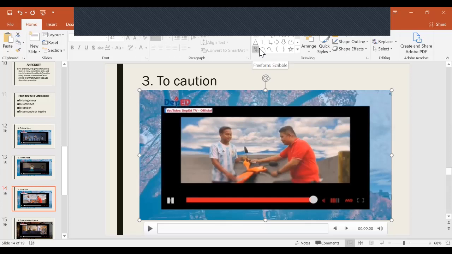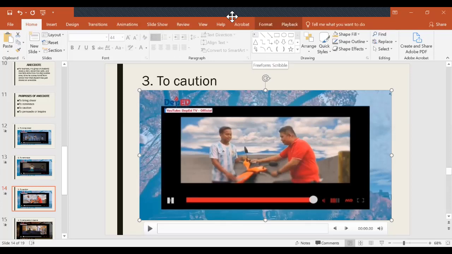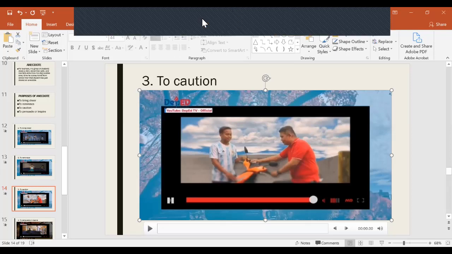Okay, and the fourth purpose of an anecdote is to persuade or inspire. Ano ba ibig sabihin ng persuade? Anyone? Yung inspire, madali lang alam yan, magbigay ng inspirasyon. Pero anong ibig sabihin ng persuade? Sinong nakakaalam ng meaning ng word na persuade?